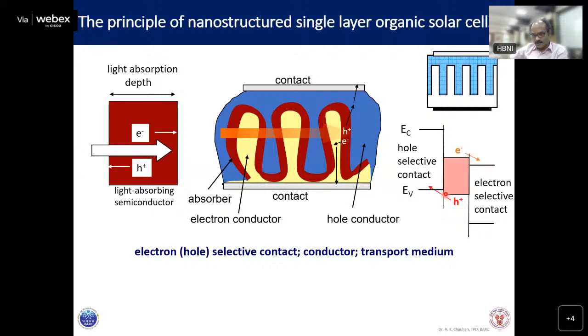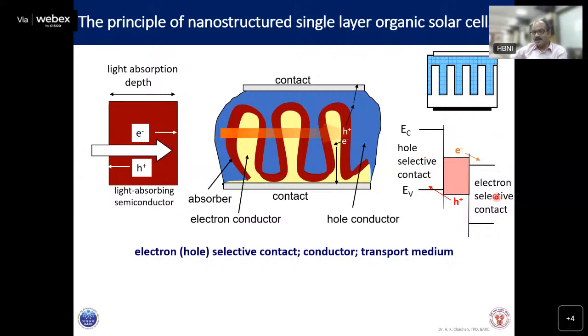Now here, hole can move because this is the level which is very close to the energy level of hole energy. So this will move toward this side. However, the hole here cannot move from this side to this side because it requires a lot of energy. So this material we can say is a hole selective material or hole transporting material, which can easily transport hole but cannot transport the electrons. That is not possible because you require more energy.